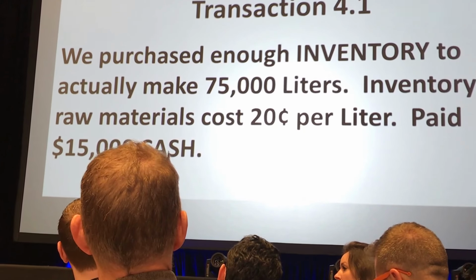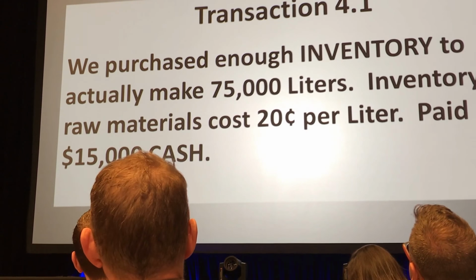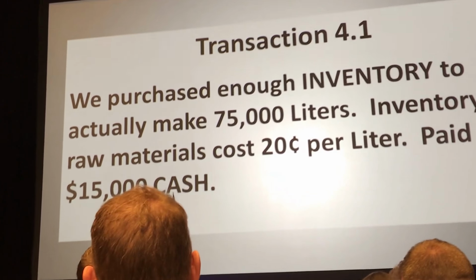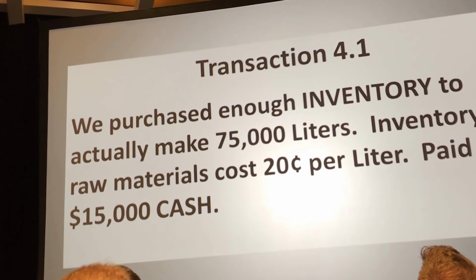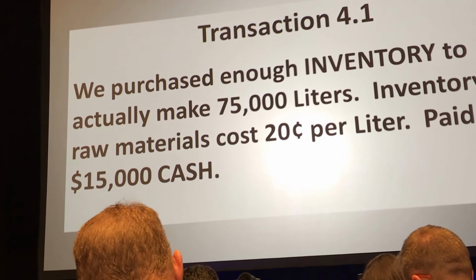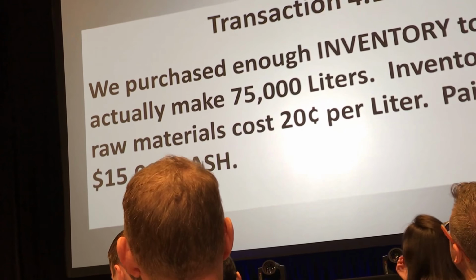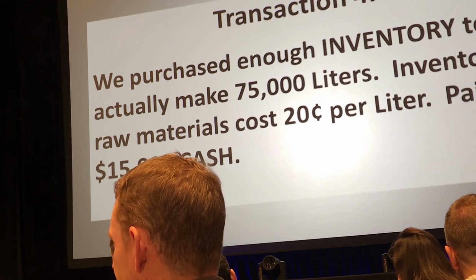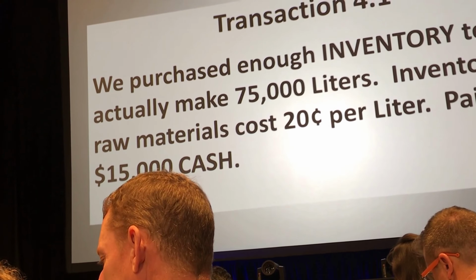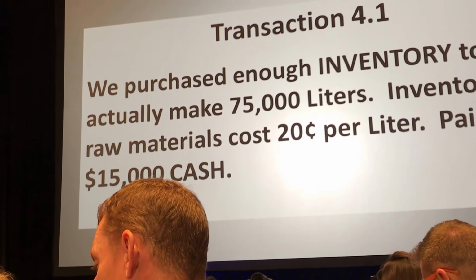Here we go. Transaction number 4.1. We purchase enough inventory to actually make 75,000 liters. Inventory raw materials cost 20 cents per liter, so we paid $15,000 of cash. So let me tell you what just happened. We used $15,000 of our cash to buy $15,000 worth of inventory. Looks to me like what I did is I traded one asset for another asset.